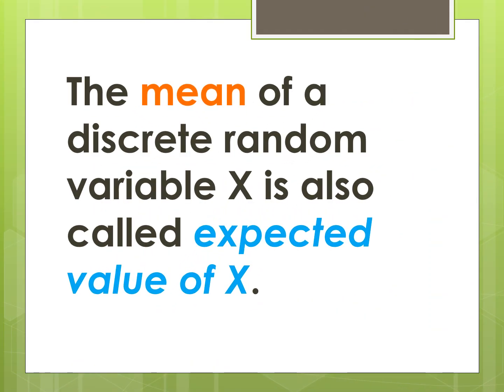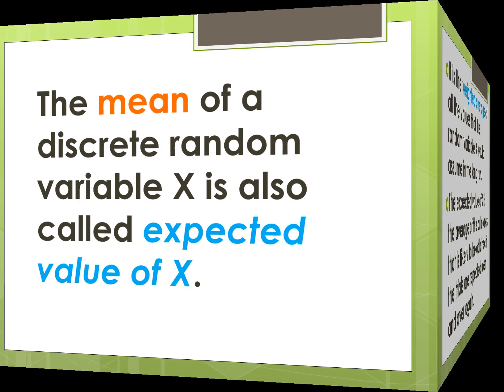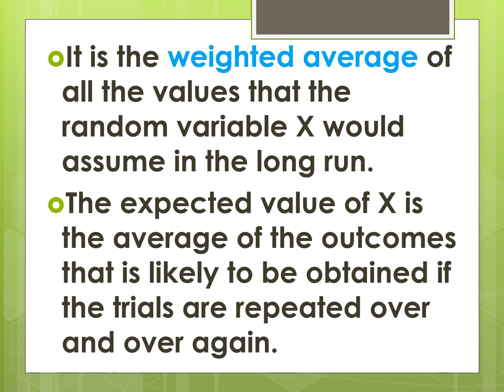When we say mean of a discrete random variable, it is also the expected value of x. It is the weighted average of all the values that the random variable x would assume in the long run. It is also the average of the outcomes that is likely to be obtained if the trials are repeated over and over again. So outcomes or values of x and their corresponding probabilities will be used in finding the weighted average or the expected value of x.